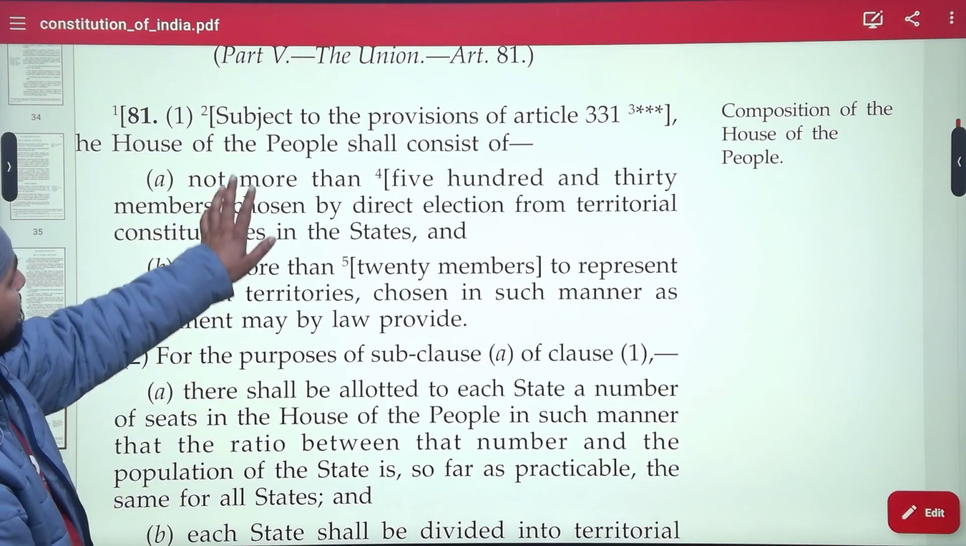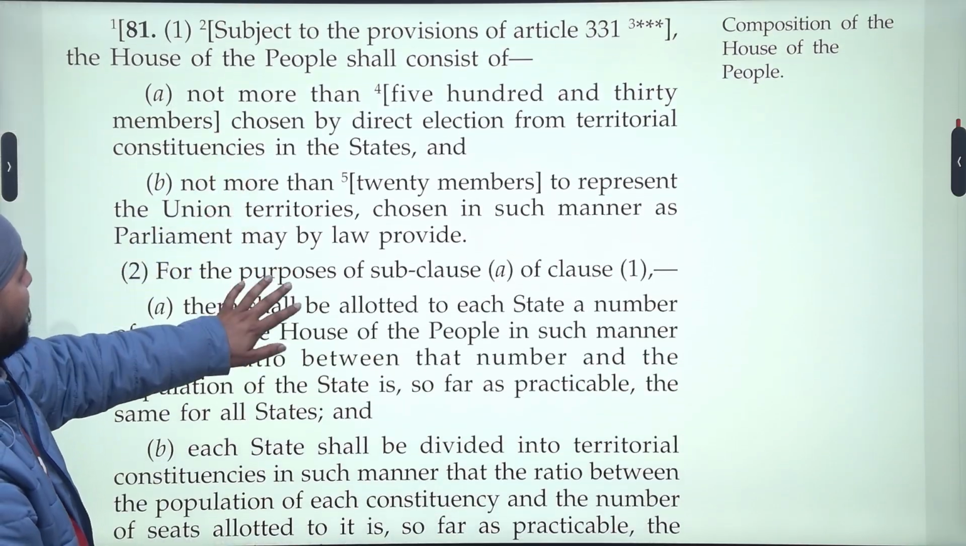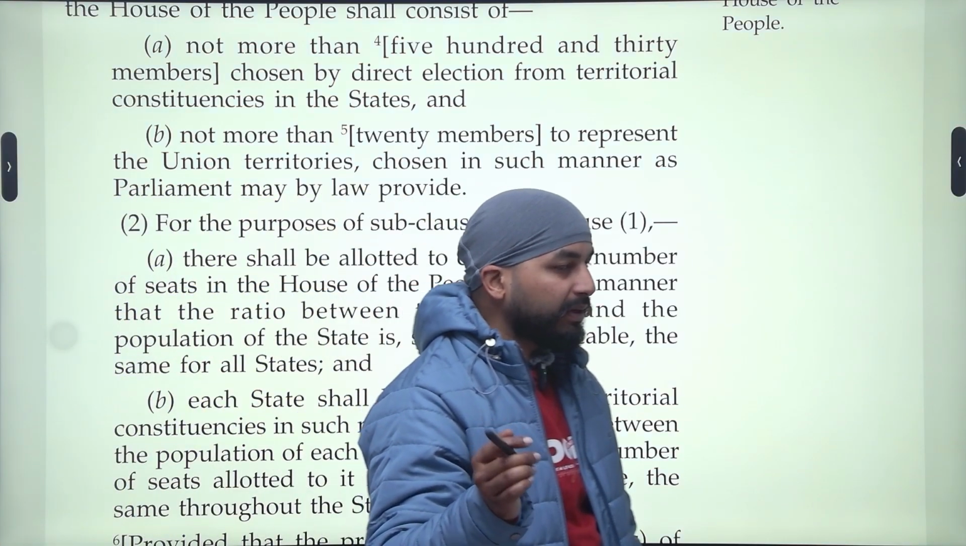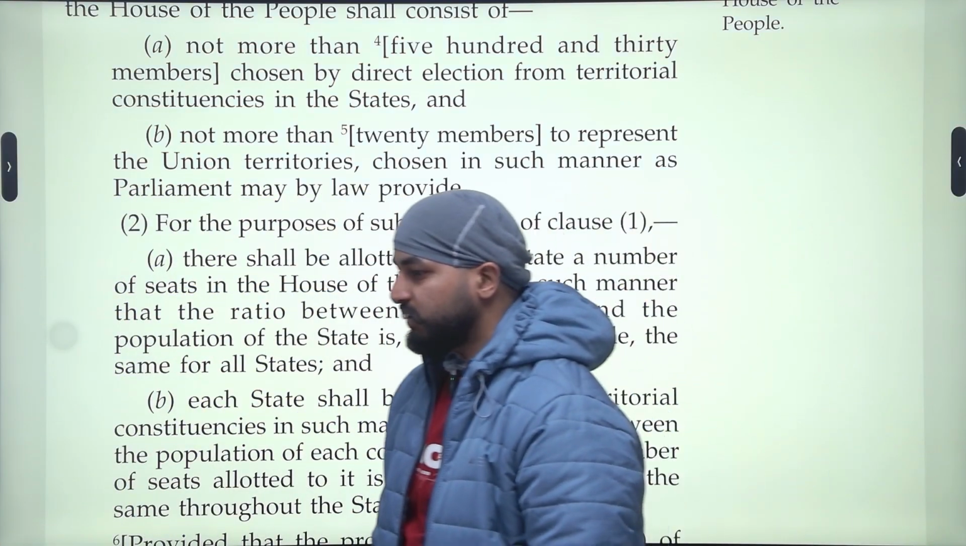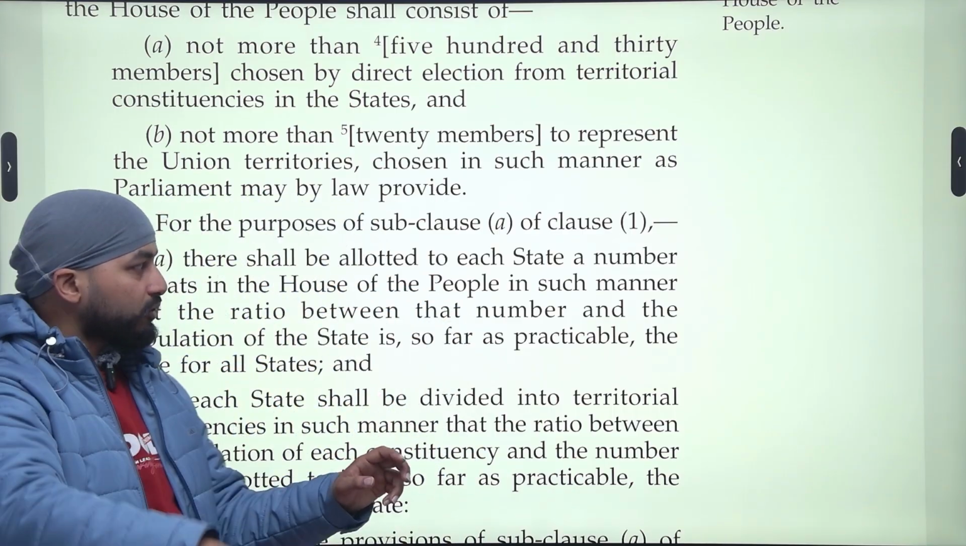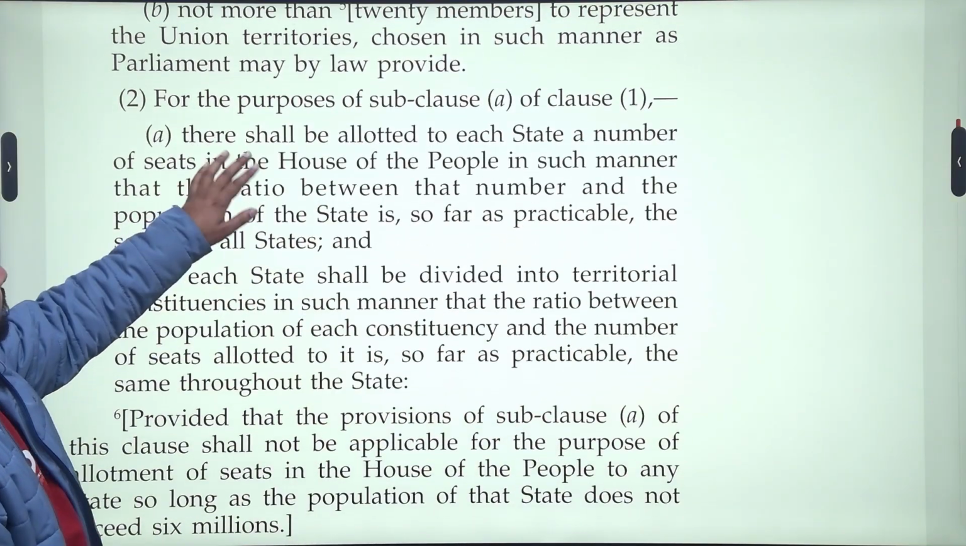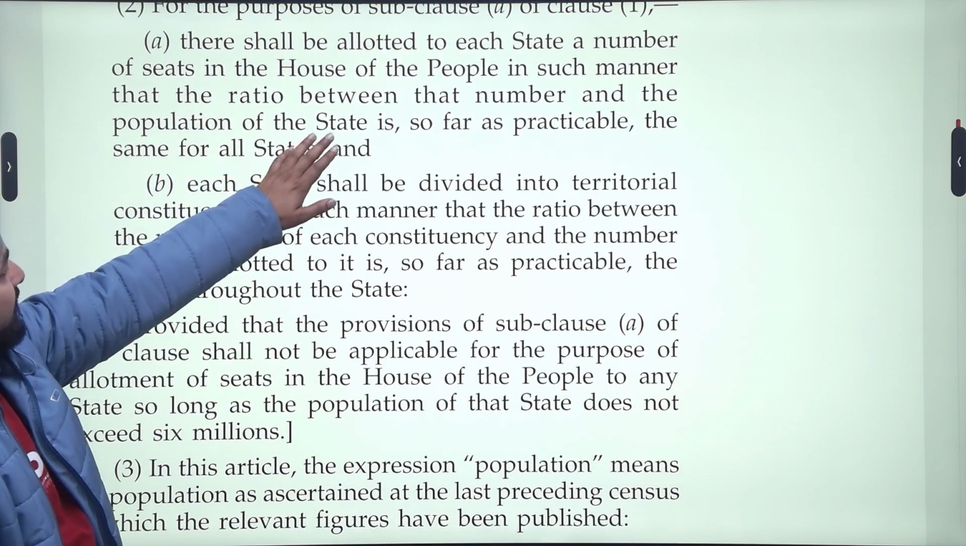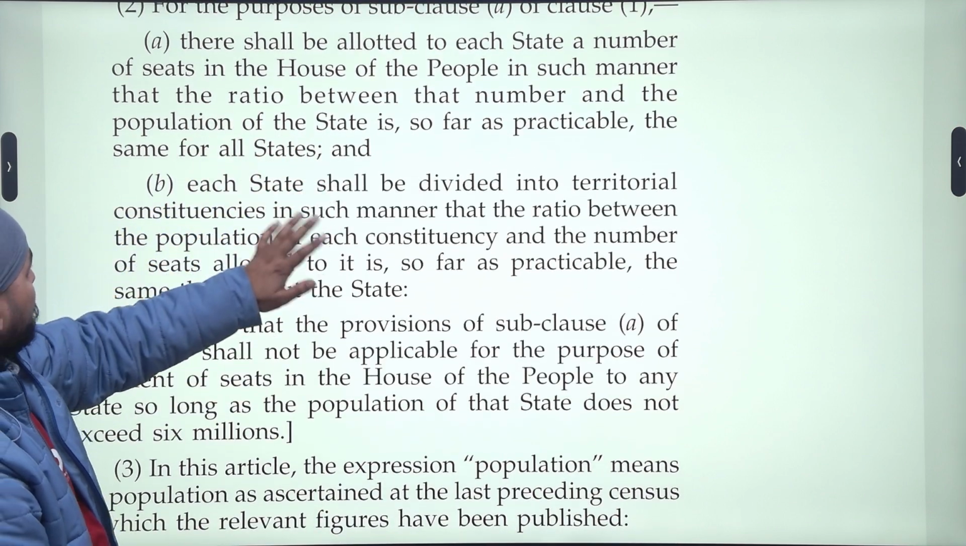Now we will see the House of the People. Election to the House of the People is done using FPTP, first past the post. We have discussed that. We will discuss that later also. The ratio between the number and population of the state is the same for all.